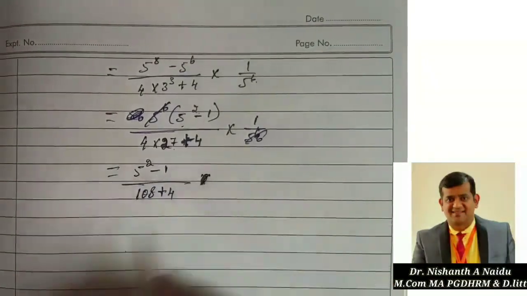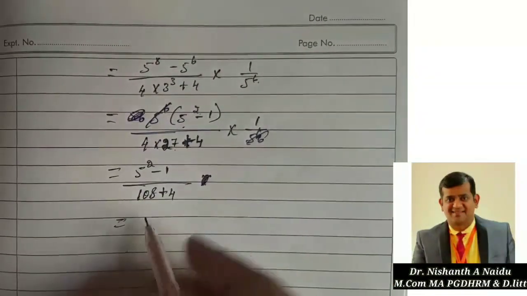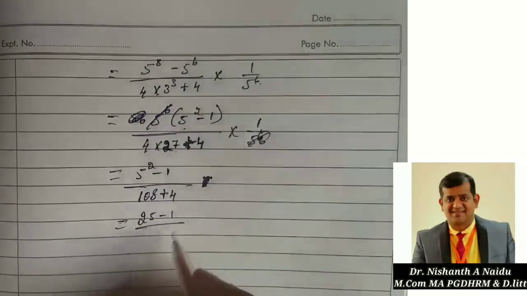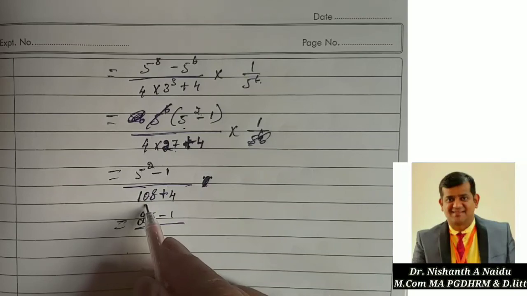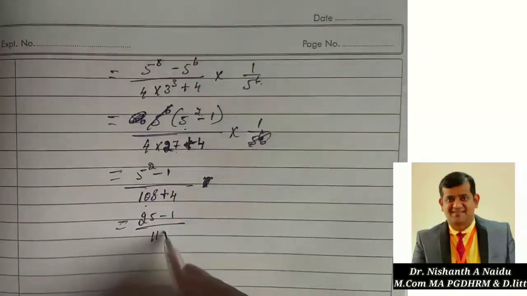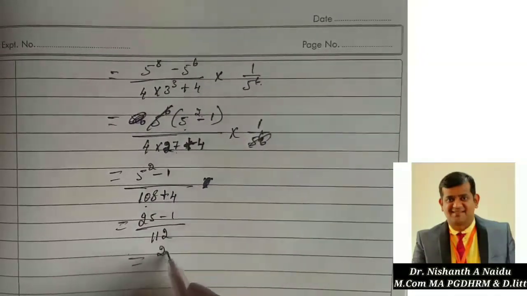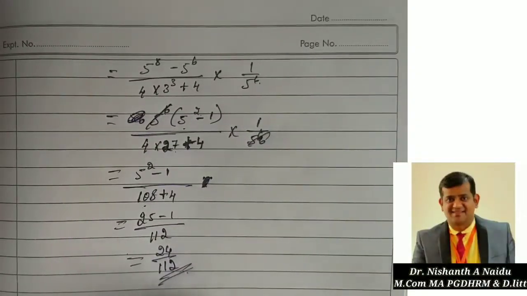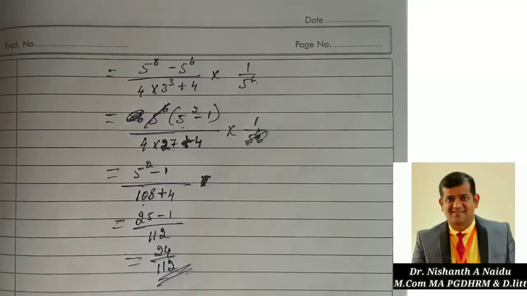So now there is no amount left. 5 to the power of 2 is 5 5s are 25, minus 1, divided by 108 plus 4 is 112. So that comes to 24 divided by 112 is your answer. Okay, so practice it so that you will get clarity while solving.